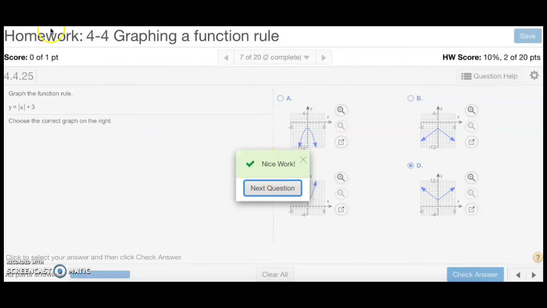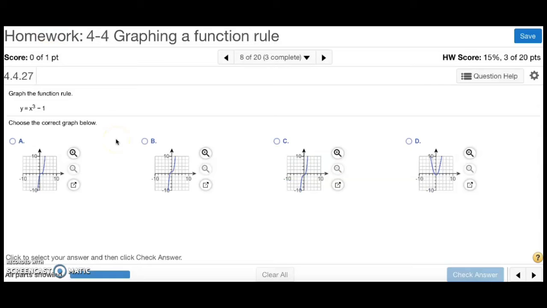That's number 7. 8. Graph the function rule. We have y equals x to the third minus 1. A function where its largest exponent is x to the third is going to be a cubic function. So that tells me right away it's not going to be D because that's a parabola. That's when the largest exponent is a 2, or x squared function, or quadratic.